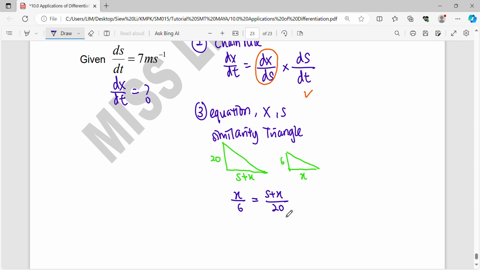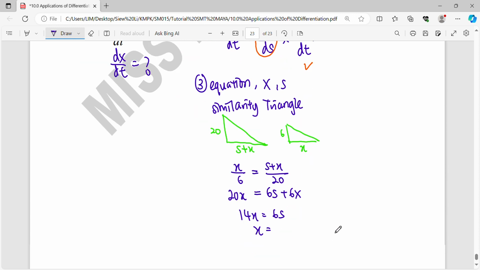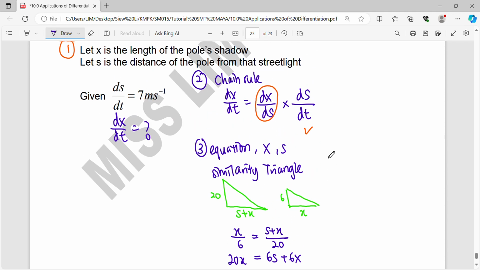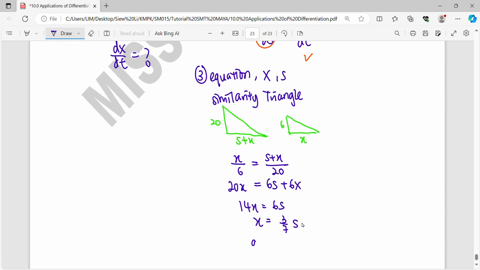We simplify. So we can see this is 20x equals 6s plus 6x. So we can move the terms together. Actually, this is 14x equals 6s. So finally, x equals 3/7 s. So the equation of x and s is obtained. Then we are going to differentiate x with respect to s. So we get dx/ds equals 3/7.